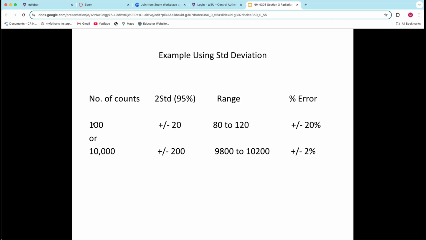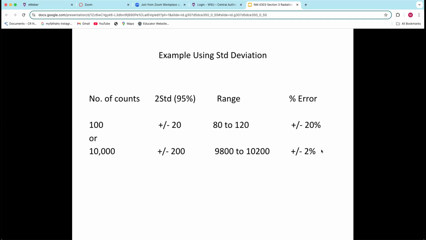Okay, so that's 100 counts. We're pretty solid that our data is accurate, but we have this kind of high error rate. Now, what if instead of 100 counts, because we never do 100 counts, what if we do 10,000 counts? Well, 10,000 counts at 2 standard deviations gives us 200 in our range. So our range now goes from 9,800 to 10,200.